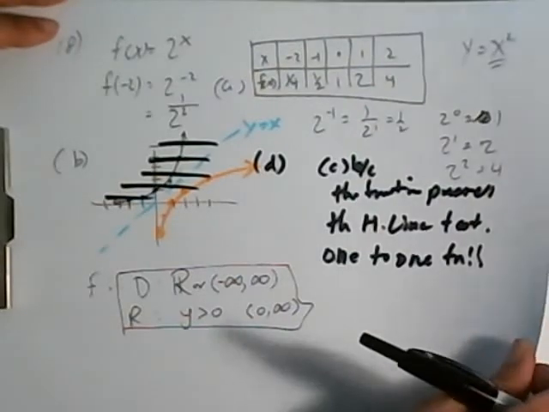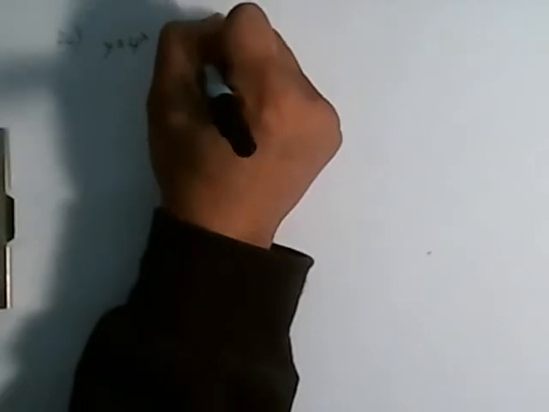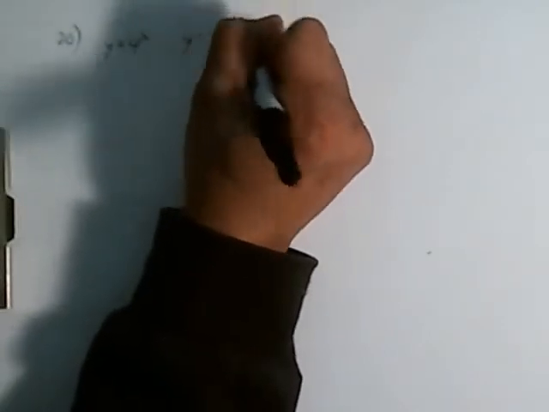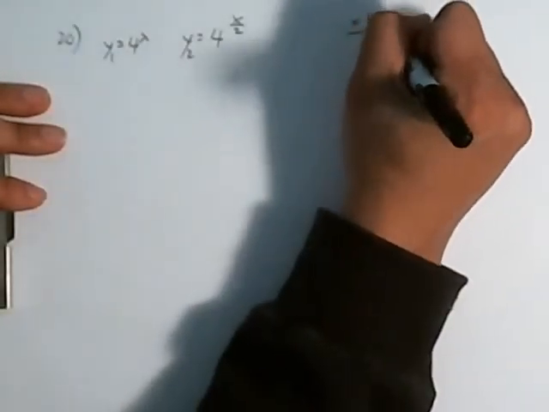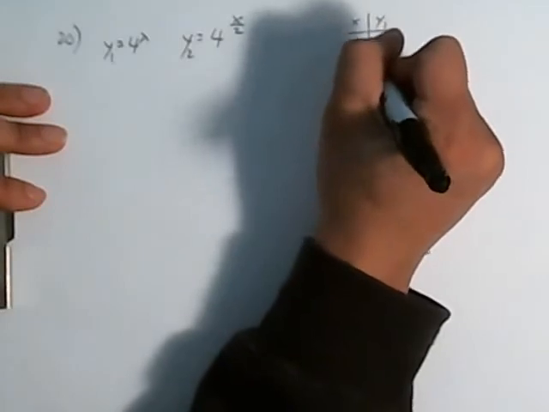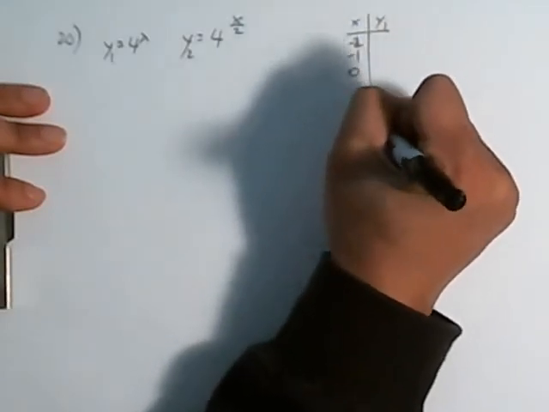Next question, last question, number 20. Number 20 says graph y equals 4 to the x and y equals 4 to the x over 2 on a single set of axes. How are the graphs related to each other? So what I'm going to do is call this y1 and y2. x, y1: negative 2, negative 1, 0, 1, 2.